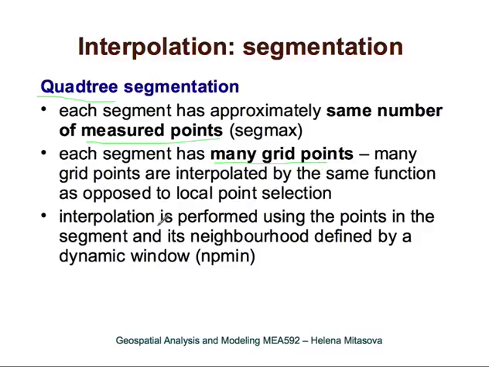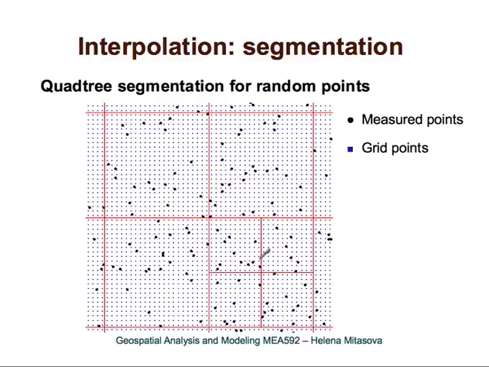And then the interpolation is performed using the points in this segment, but we also need to use points in its neighborhood to ensure the smooth connection of these segments. So this is how it looks like. Here we have the given points, and here are the segments. Because in this area the points are denser, we have more points, that square is split into four additional segments, so that each of these segments has approximately same number of points, or so that the number of points in each segment isn't higher than certain maximum value.